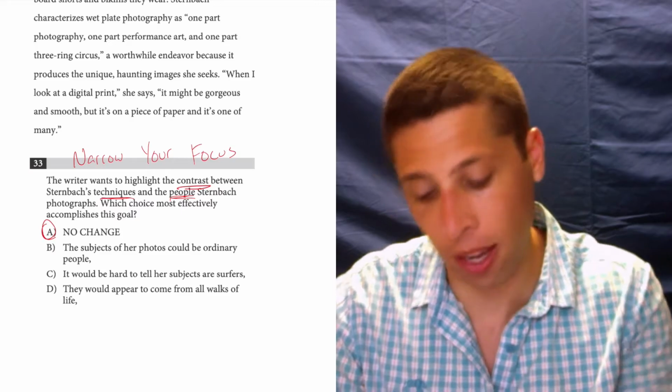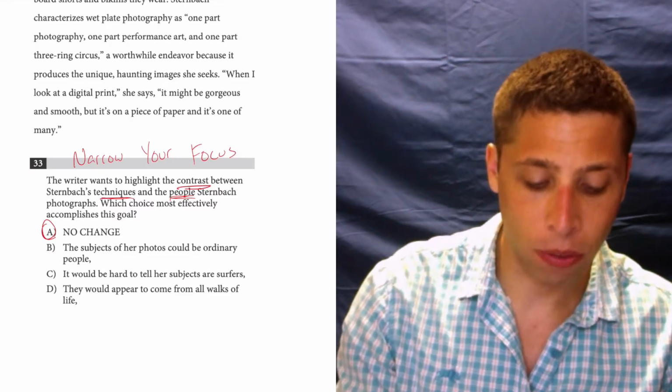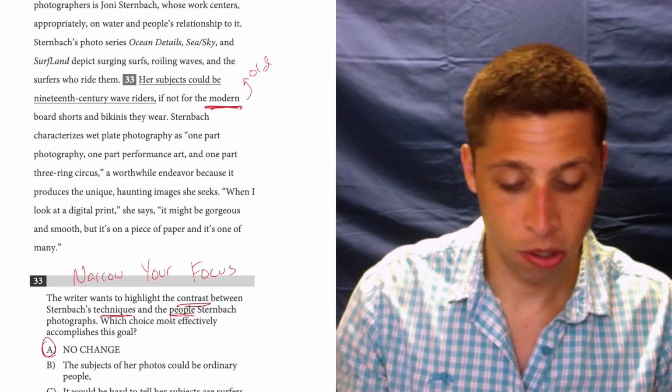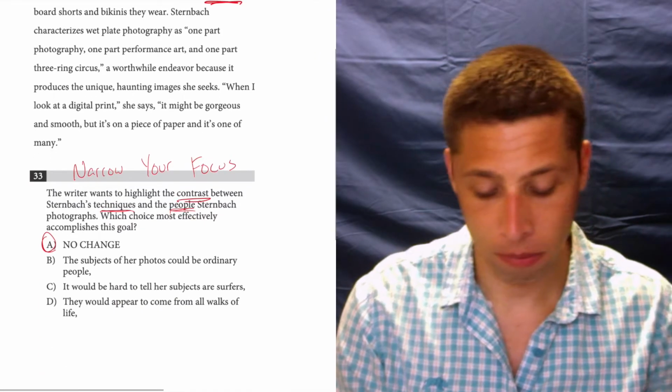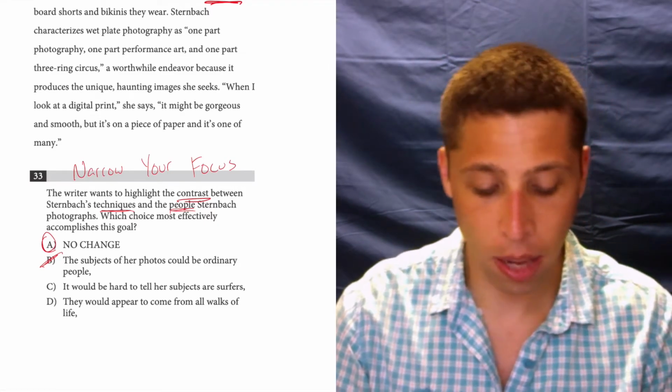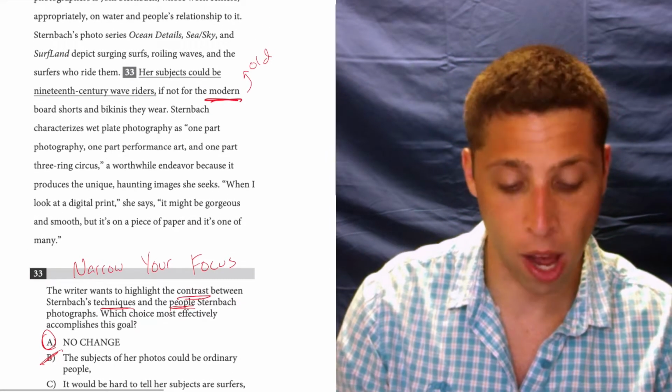We can look at the other ones. The subjects of her photos could be ordinary people. They are ordinary people, right? They're surfing. They're ordinary people. So that's no contrast. That's just a fact. It would be hard to tell her subjects are surfers. Why?